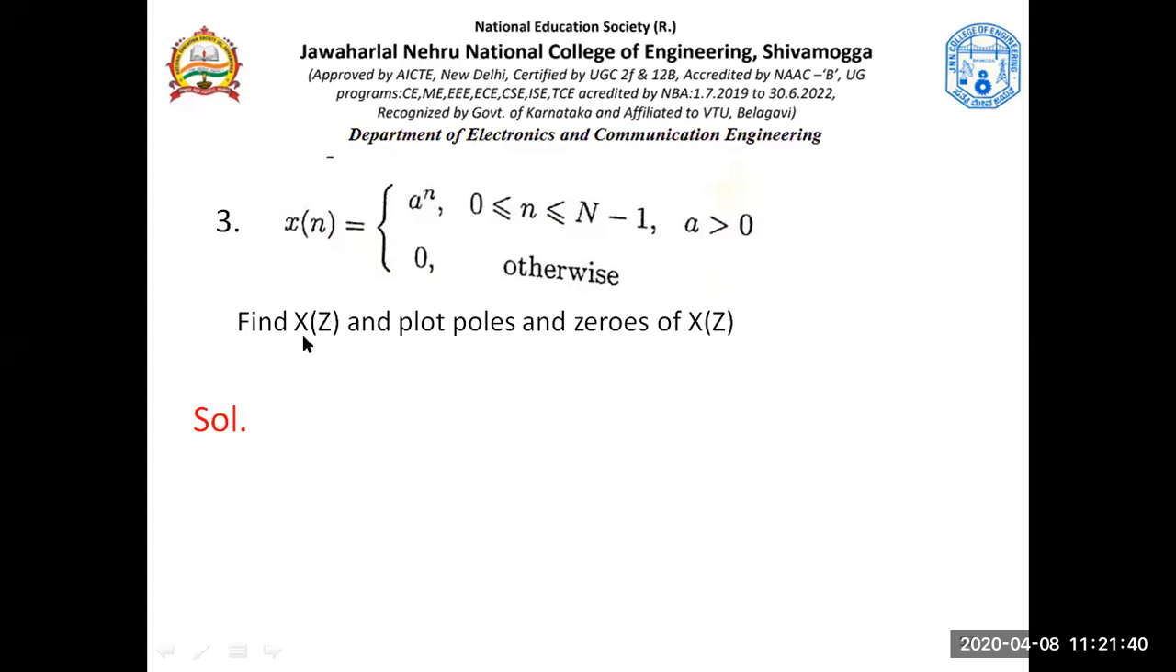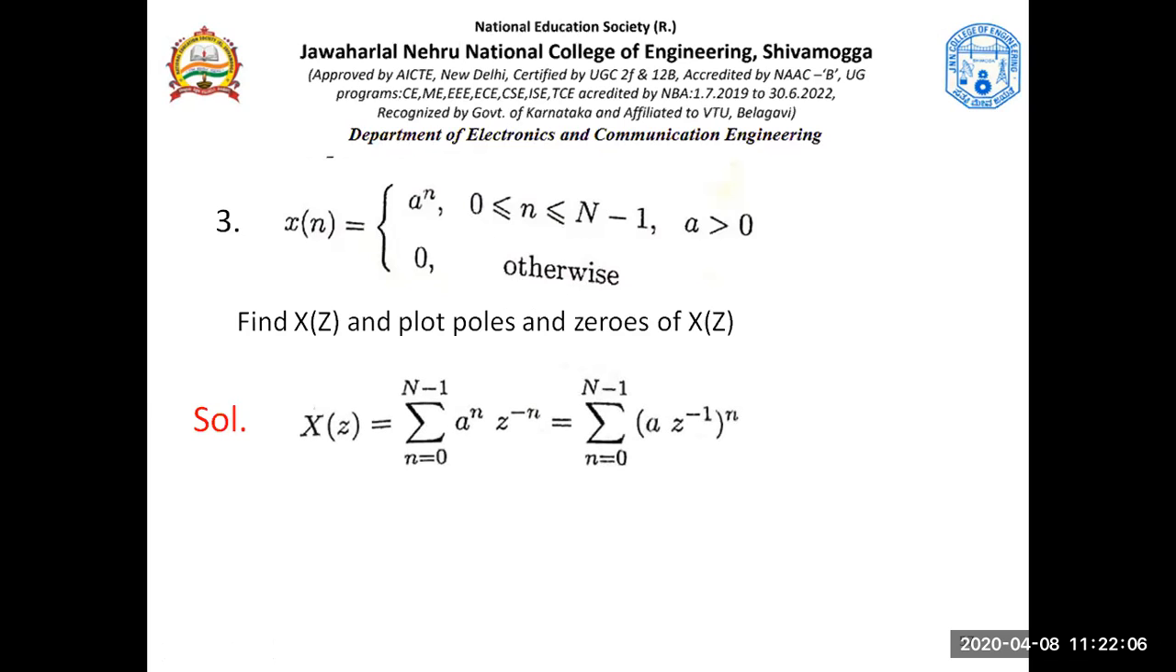Now they say you have to find the X of z of such a signal and you have to plot. How many samples are there? There are N samples because it's going from 0 to N minus 1. There are totally N number of samples. You have to find the X of z of that and plot poles and zeros. And when they say that it is 0 to N minus 1, this is a finite sequence, mind you. Fine. Now let's see.